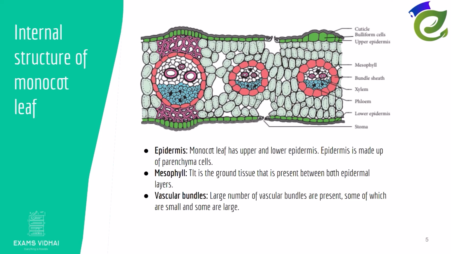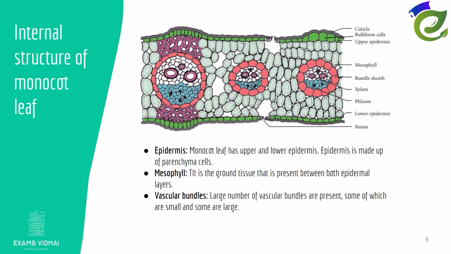Next layer is the mesophyll layer. It is the ground tissue that is present between both the epidermal layers, and the mesophyll is not differentiated into palisade parenchyma and spongy parenchyma as in the previous case of dicot leaves. And then the cells are irregularly arranged with intercellular spaces. These cells also have chloroplasts.